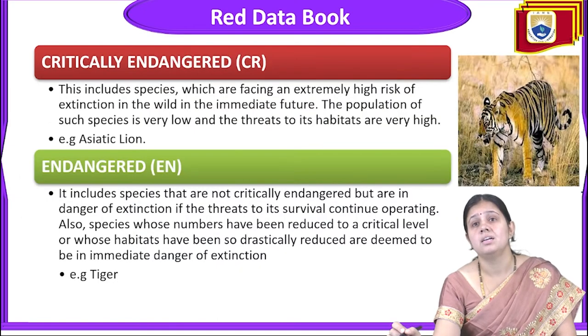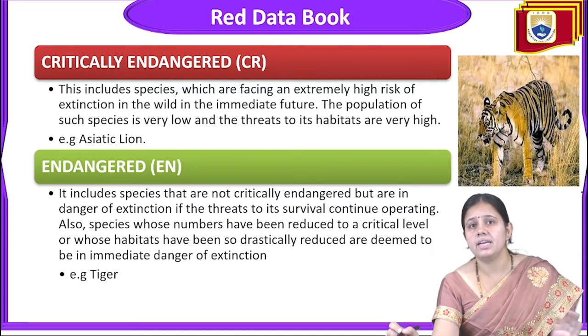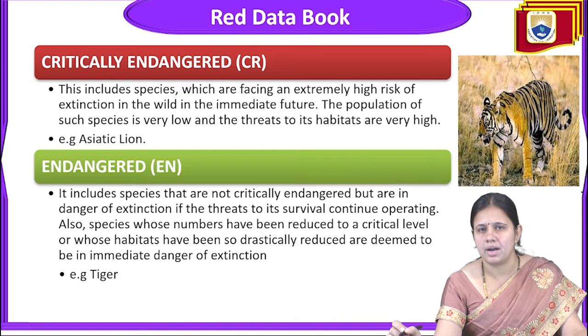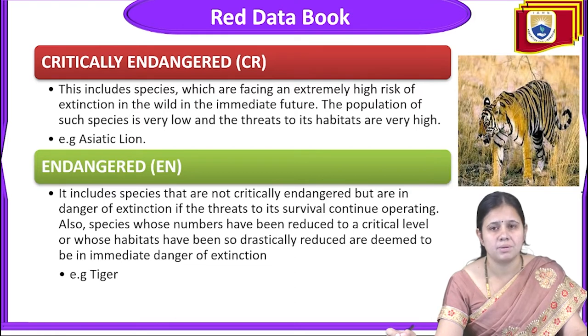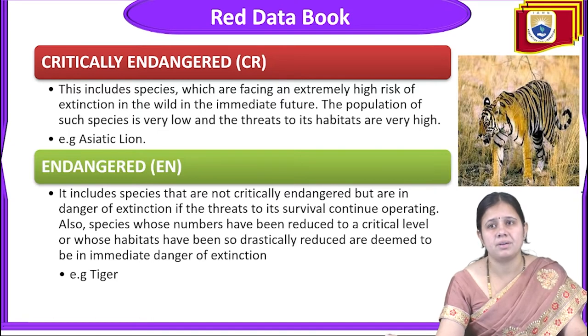Now the next categories are critically endangered and endangered. Critically endangered includes species which are facing an extremely high risk of extinction in the wild in the immediate future. The population of such species is very low and the threat to their habitat is very high. Its example is the Asiatic lion.